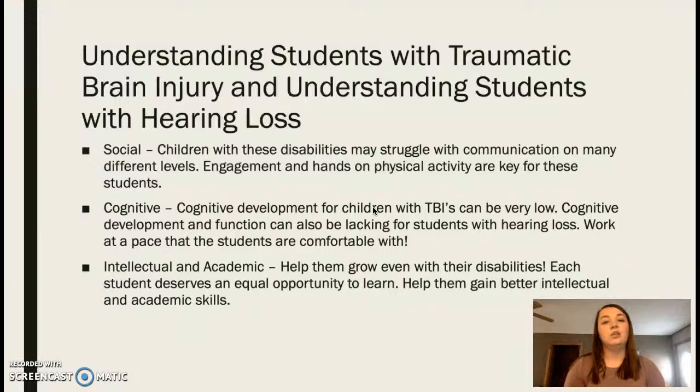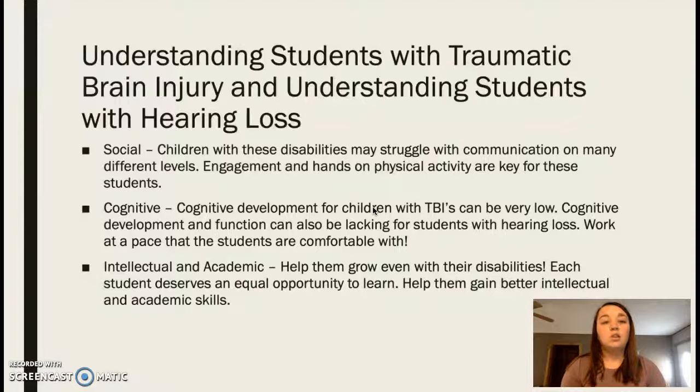Intellectually and academically wise, I just think that it's important to help them grow even with their disability. Like, the sole purpose of all of this for any student with a disability is that they understand that they need to learn, and that it's important to learn, and that learning is fun. So each student deserves an equal opportunity to learn, and they just need to be helped along the intellectual and academic process. Help them understand what they're learning.